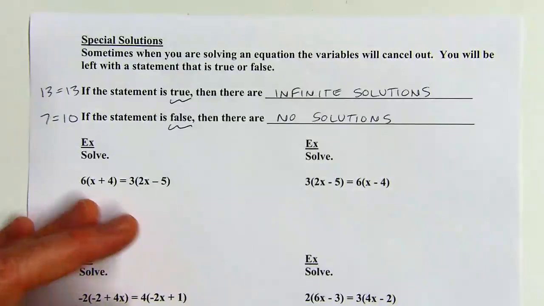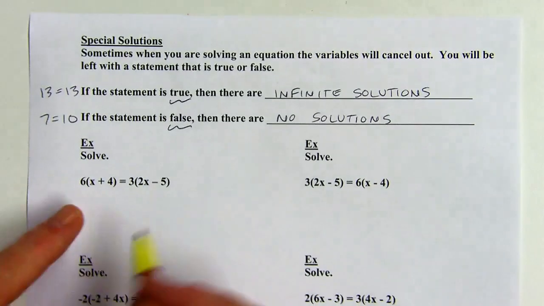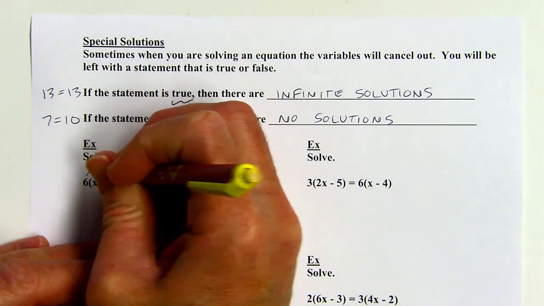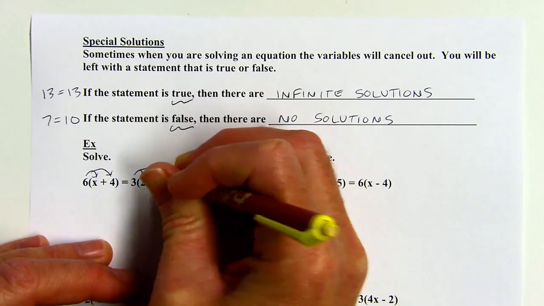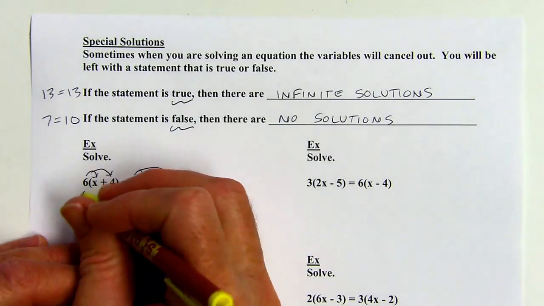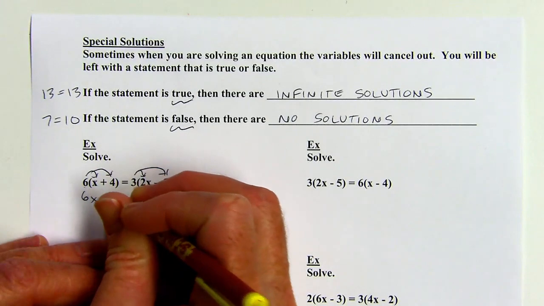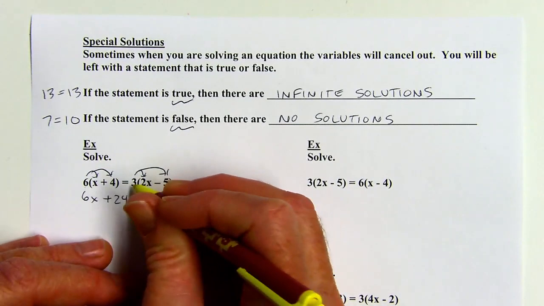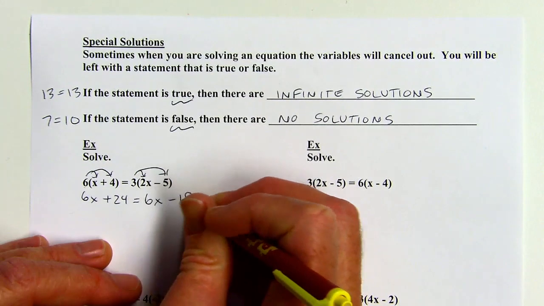Okay. All right, so let's take a look at some like this. So I would distribute on both sides here first, to get rid of the parentheses. 6 times x is 6x. 6 times 4 is 24. Okay, 3 times 2x is 6x. 3 times negative 5 is negative 15.